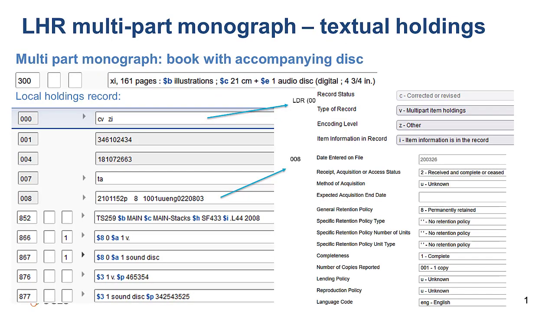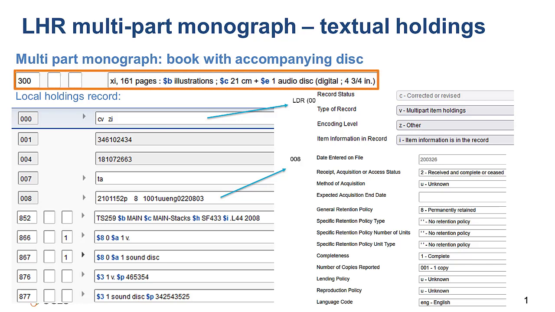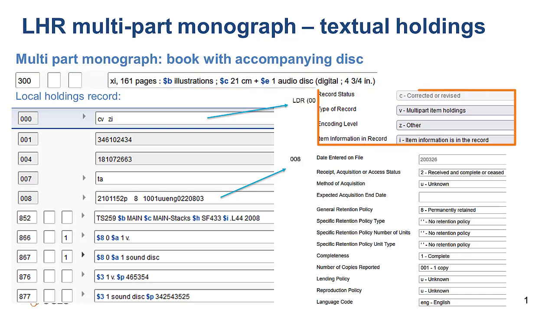And this is an example of a local holdings record for a multi-part monograph, a book with an accompanying disc. You can see in the 300 field that there is a subfield E for the accompanying material, the audio disc. For the leader, type of record is coded V for multi-part. The 008 receipt status is set to 2 received. And completeness is set to 1 complete since I have both of the parts.